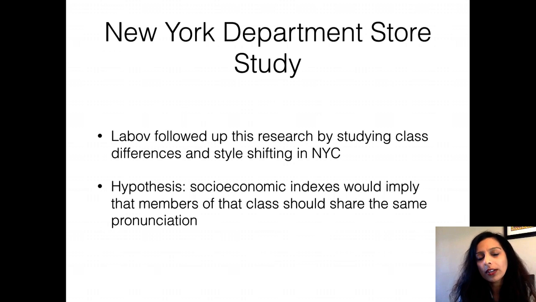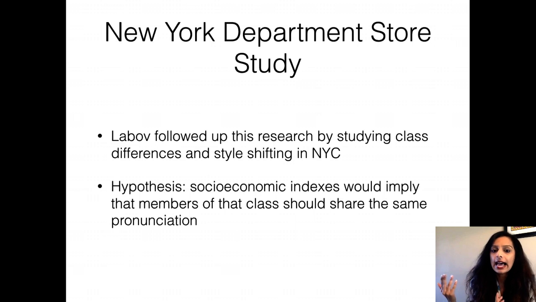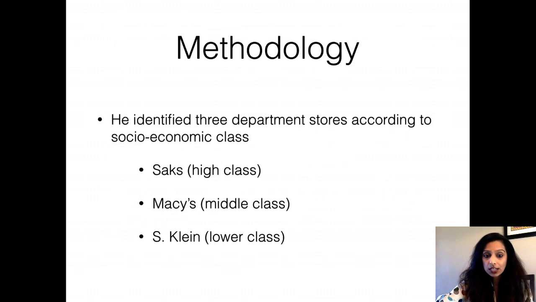And then he followed this up with what he calls the New York department store study. This is what he did for his PhD thesis. So Martha's Vineyard was his master's thesis, and the New York department store study is his PhD thesis. What he did was he studied these kinds of class differences and style shifting in New York City. His hypothesis was that socioeconomic indexes would imply that members of that particular social class would share the same pronunciation.